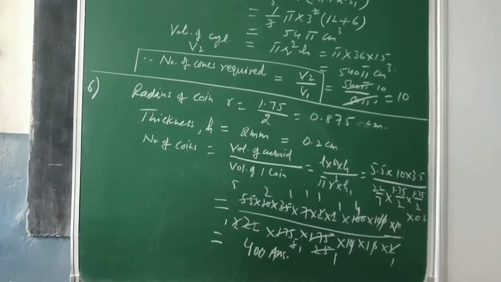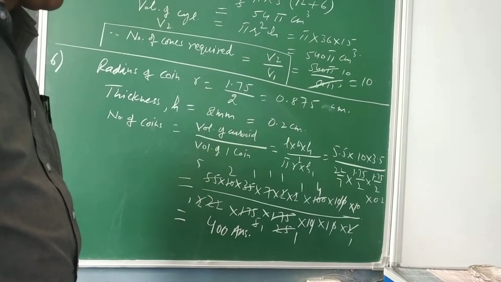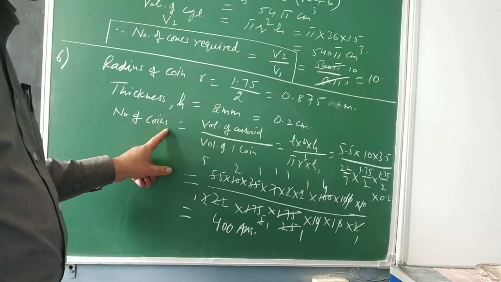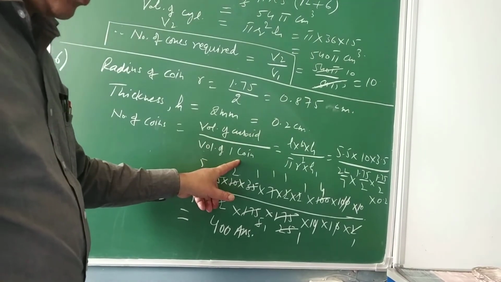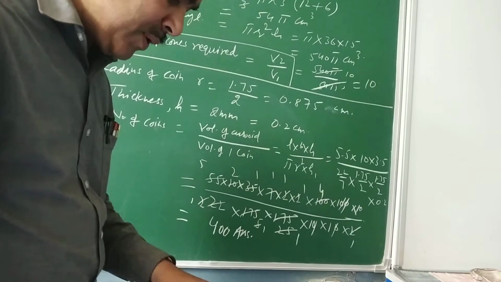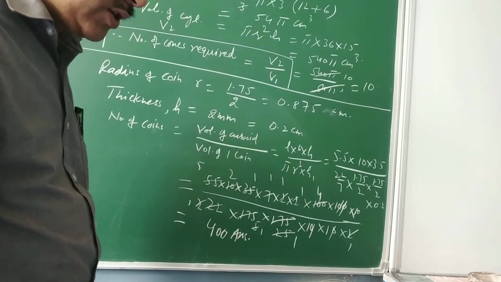Then question 6. Now question 6 is, how many silver coins? Again the number of coins. So number of coins is bigger volume divided by the volume of one coin. So how many silver coins? 1.75 centimeter in diameter and of thickness 2 millimeter.